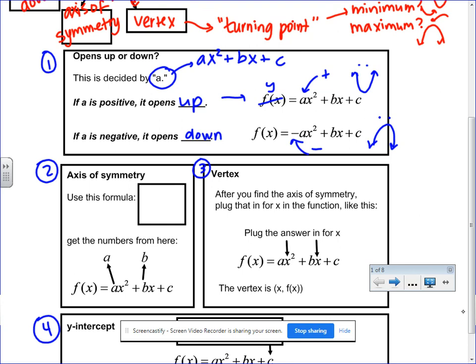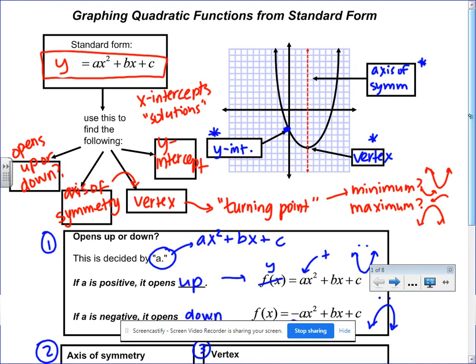Okay. Axis of symmetry, also easy. You just have to make sure you get the right numbers. So there's a specific formula, and it's x equals negative b over 2a. And it's x because you're finding this line, this axis of symmetry. Remember how vertical lines are x equals a number, okay? So that's this, you're finding that x value, that number where the axis of symmetry is going to go through, okay?